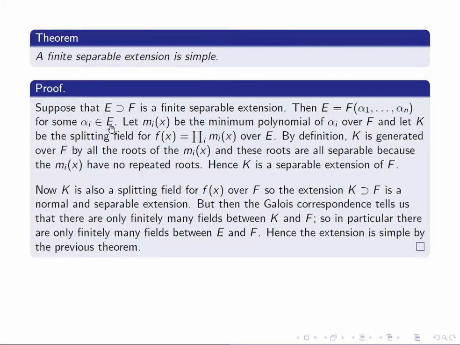So what's the normal closure? Let m_i(x) be the minimum polynomial of alpha i over F, and let K be the splitting field over F of the product of these polynomials. By definition, K is generated by all the roots of these m_i, and these roots are separable because the alpha i are separable, which exactly means that their minimum polynomial doesn't have repeated roots. So the m_i don't have any repeated roots.